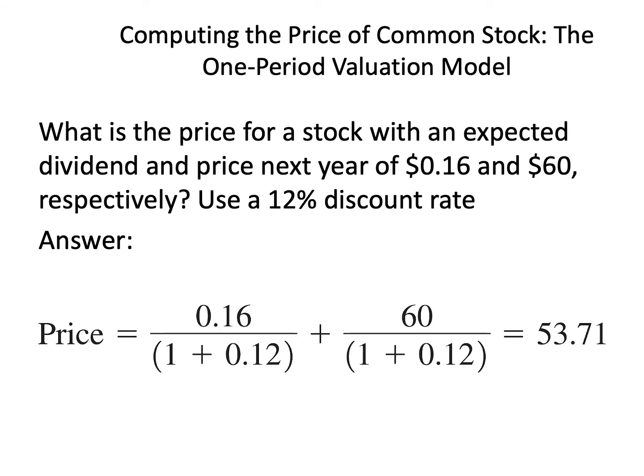What is the price of a stock with an expected dividend next year of 0.16 cents and an expected price of $60? If you use a 12% discount rate, you would then get a theoretical price of $53.71.